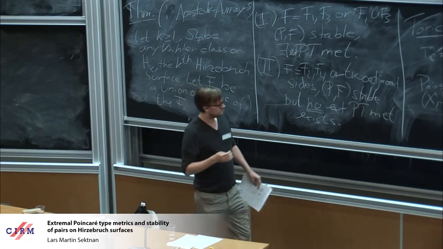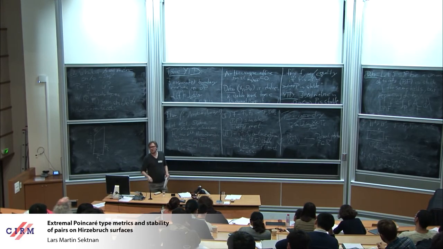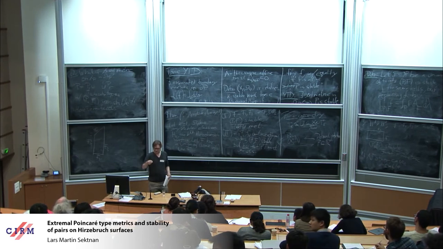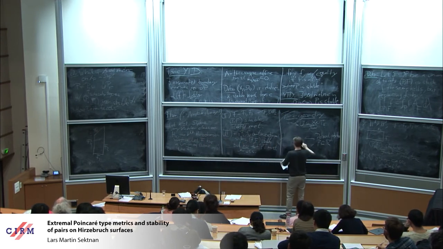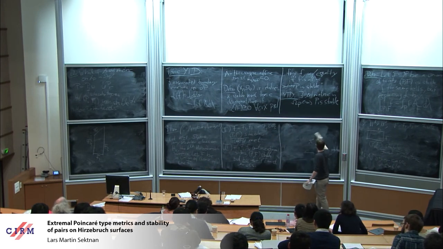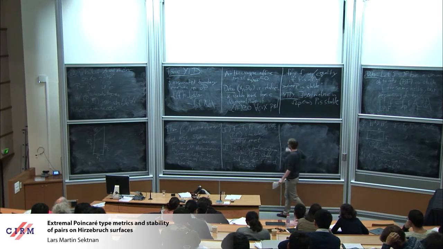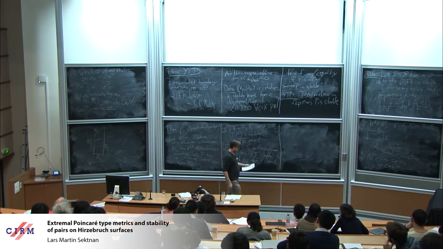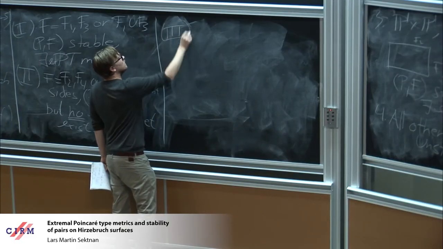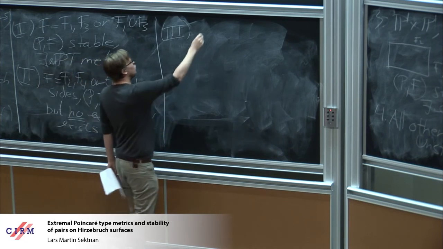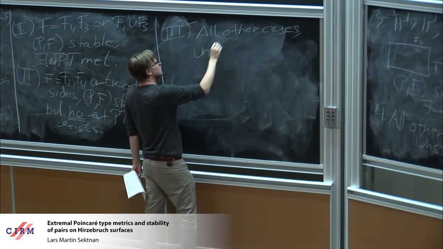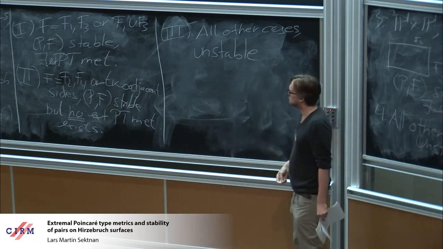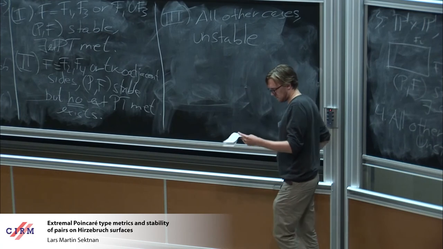And you have existence? We have existence of an extremal metric. So we have a symplectic potential giving you an extremal metric, but it's not of Poincaré type. How does it do that? So I'll finish stating this, and then I'll try to say something about it. And in all other cases, it's unstable. Okay.